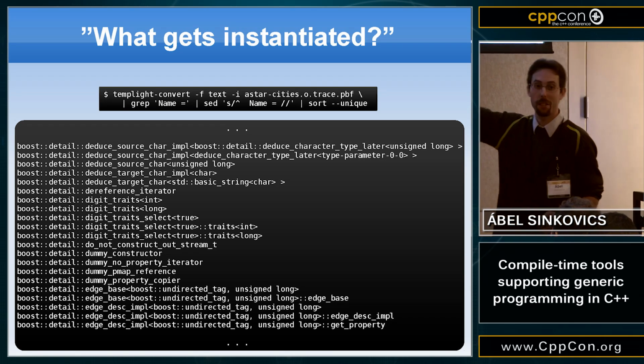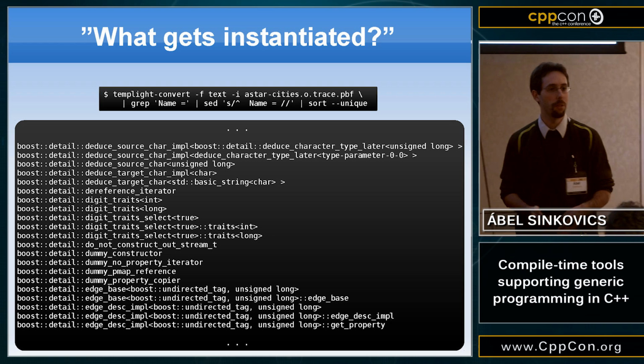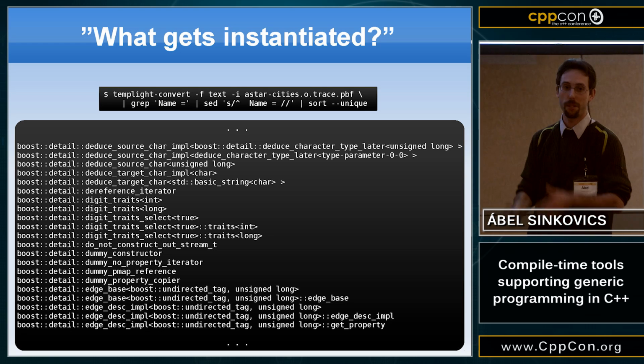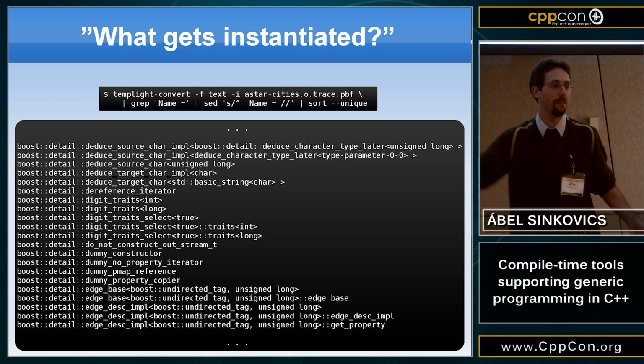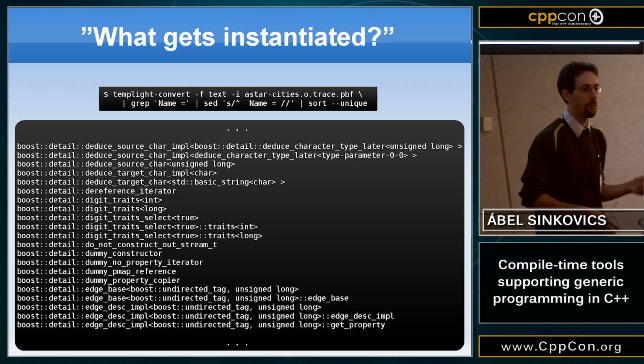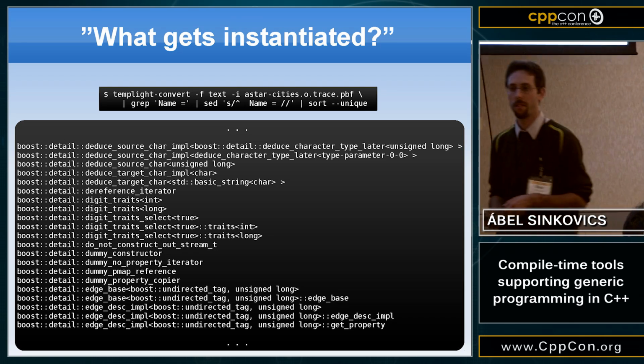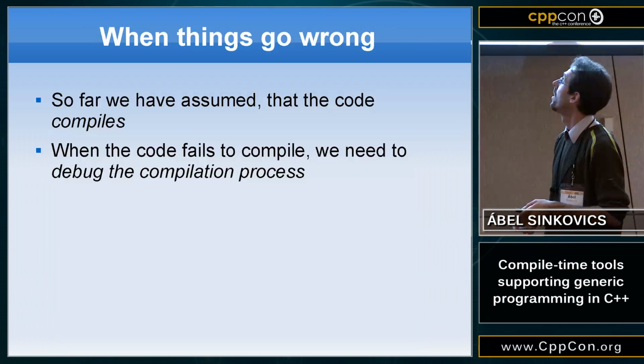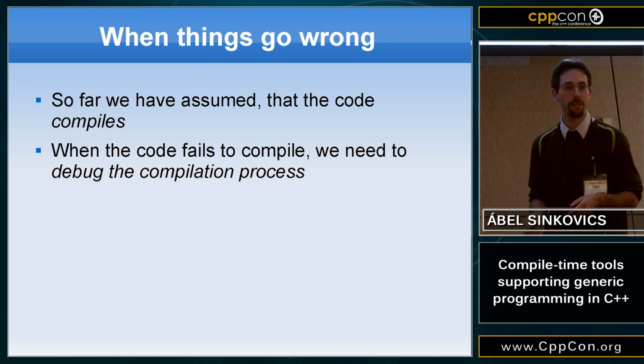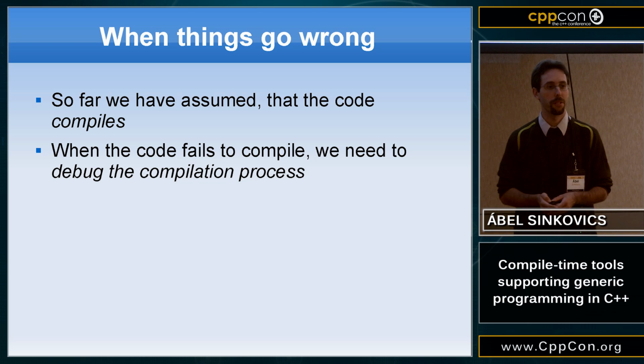It's pretty simple, but still it can be extremely useful because it can stand out, okay, here is a template that I instantiate 1,000 times, and I didn't really think about that it might be instantiated. So this kind of information can stand out with this. Other questions so far before we move on to errors?